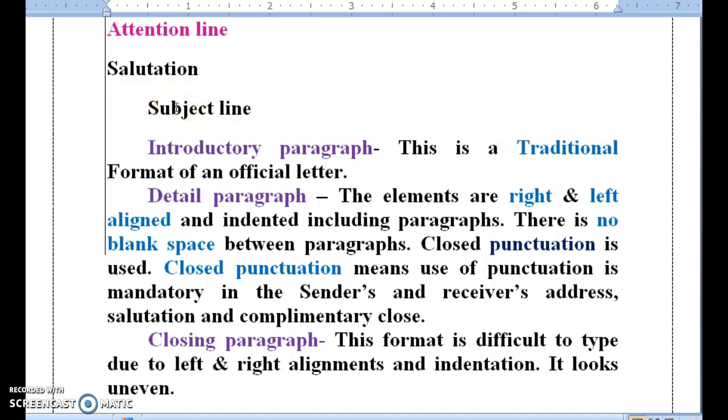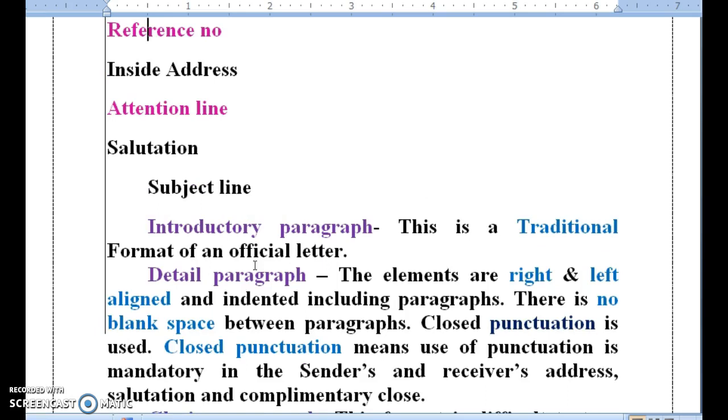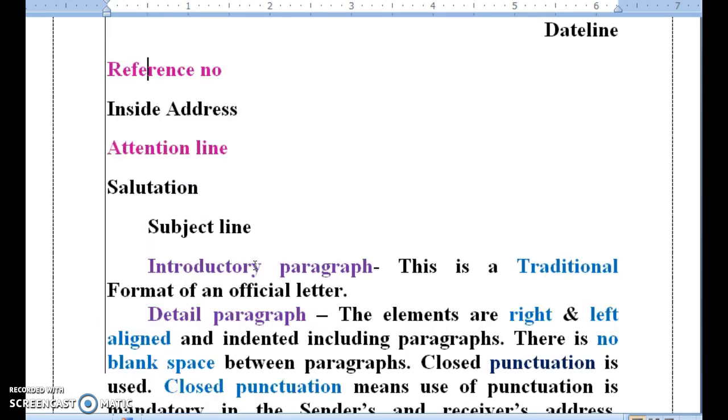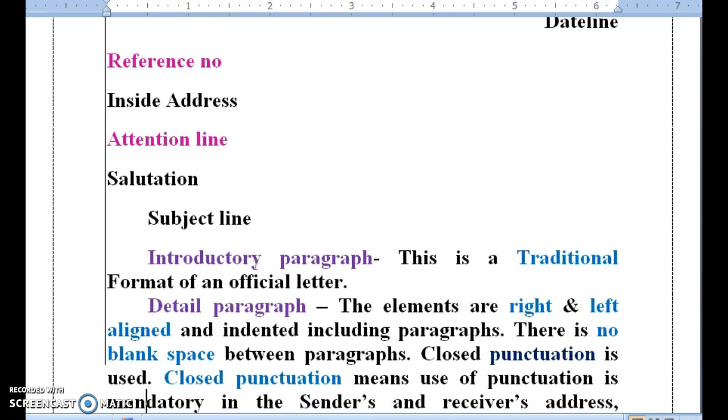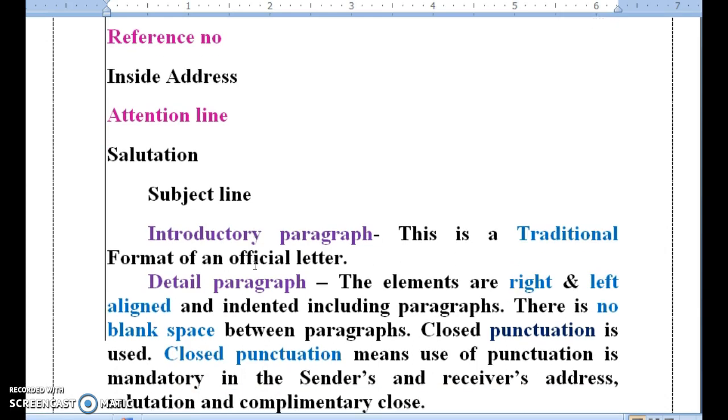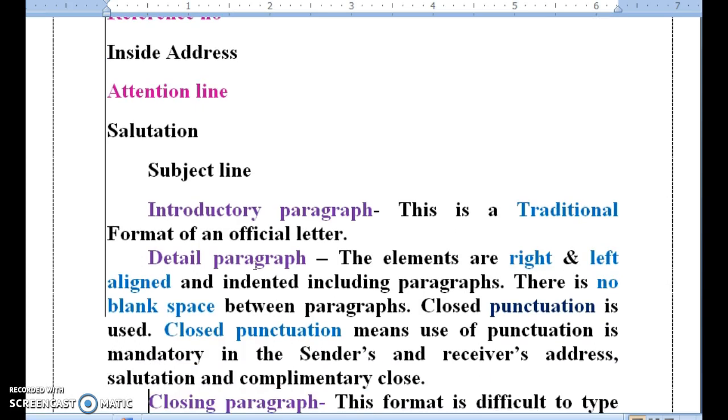Now one more thing, when it comes to punctuation in the sender's address and the receiver's address, after salutation and complimentary clause, we have to be very particular in using comma, full stop, and other punctuation marks in the sender's and receiver's address, in salutation and complimentary clause. That is, a traditional format follows close punctuation, and close punctuation means use of punctuation is mandatory in the sender's and receiver's address, salutation, and complimentary clause.